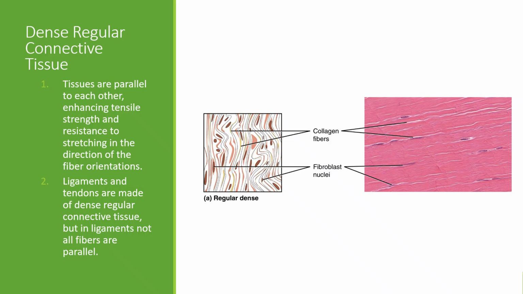All of the fibers are parallel to each other, and this enhances the tensile strength and resistance to stretching in the direction of the fiber orientation. Ligaments and tendons are made of dense regular connective tissue. Although in the ligaments, not all the fibers are exactly parallel.